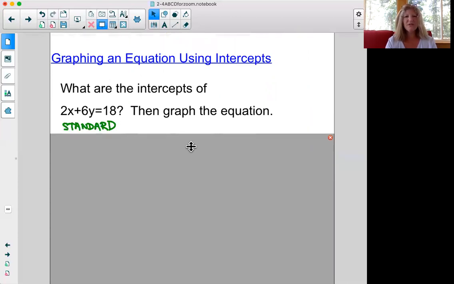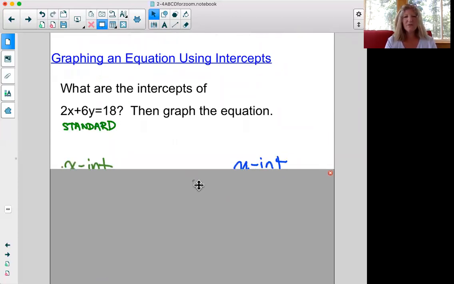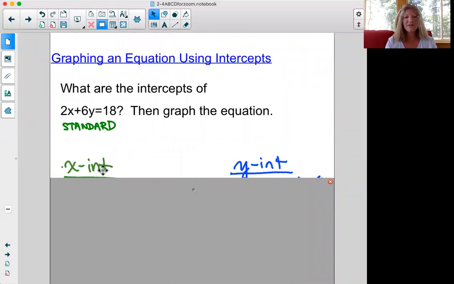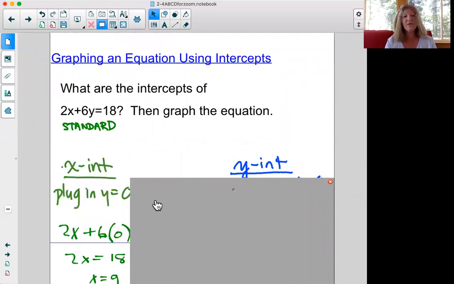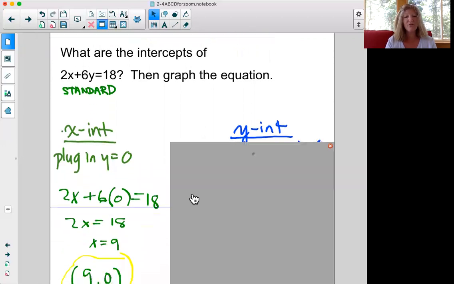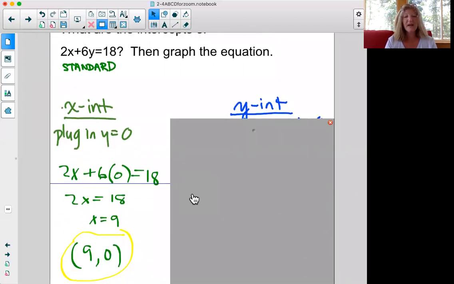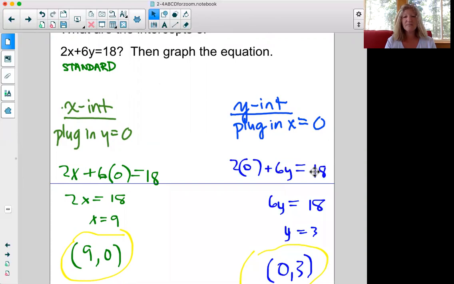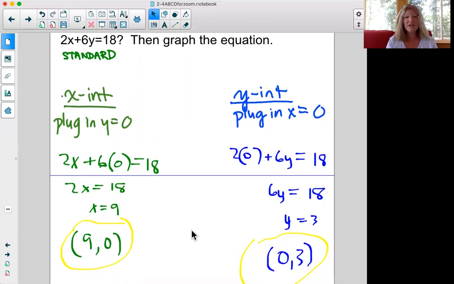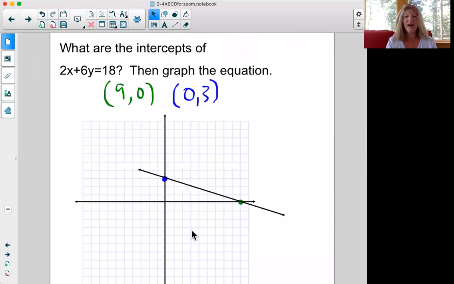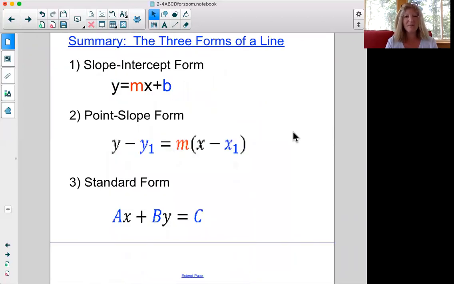So pause the video and practice doing this on your own paper, and then press play for the solution. So we're given standard form, and we know that in order to get the x-intercept, we'll put in a 0 for y and we'll solve for x. And to get the y-intercept, we'll plug in a 0 for x and solve for y. The minute we have our x-intercept and our y-intercept, we can plot them on the graph and connect the dots. And this is a sketch of this line in standard form.